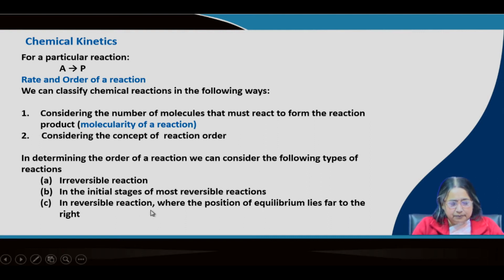Now, another case is reversible reactions where the position of equilibrium lies far to the right. This concept I have already given when I was discussing the equilibrium. Far to the right means it is almost going to completion. In that case also we can determine the order of the reaction.